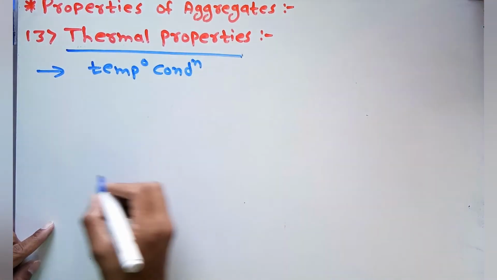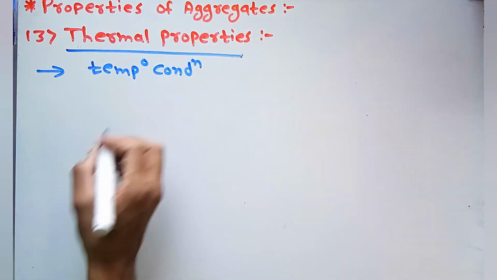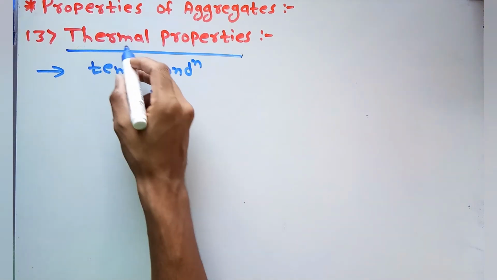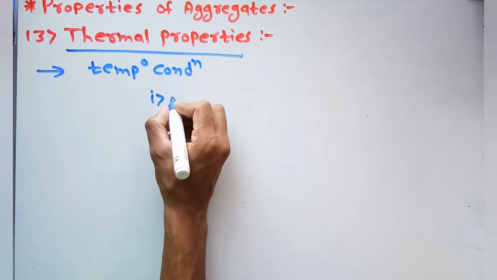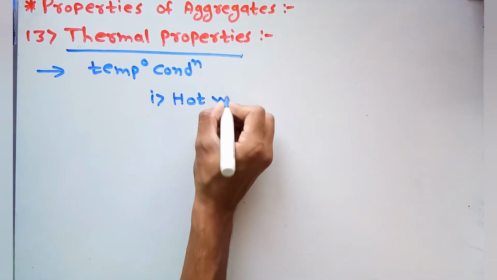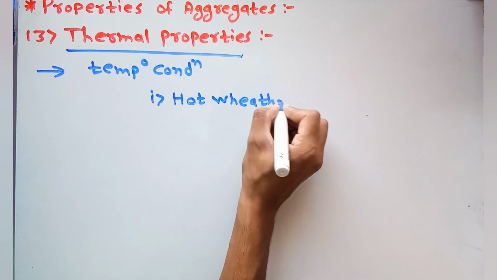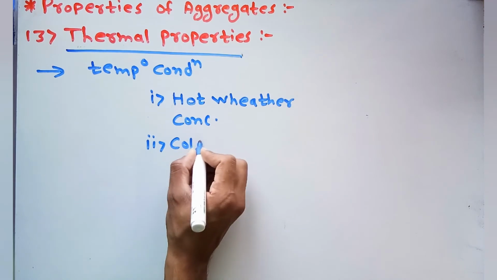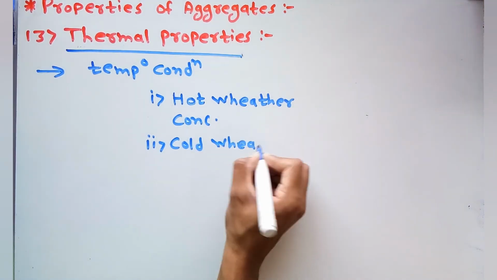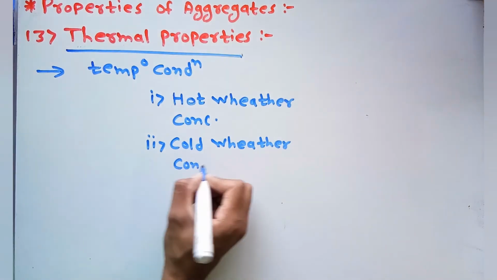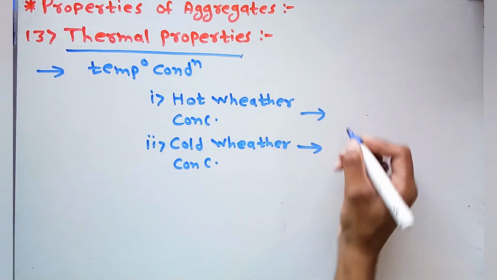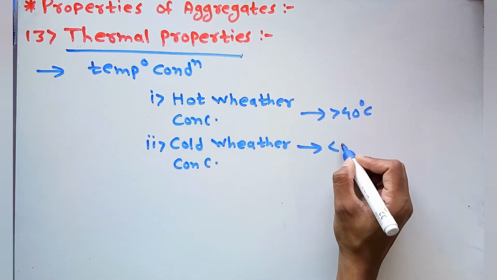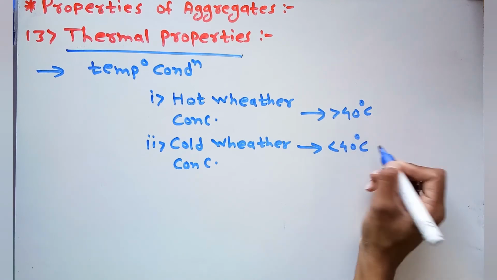As we know, aggregates are used in concrete, and concrete can be divided into two types if we study it on the basis of thermal conditions. The first one is hot weather concreting, and the second one is cold weather concreting. Hot weather concreting means whenever we work above 40 degrees Celsius, it is termed hot weather concreting, and whenever we work under 40 degrees Celsius, we call it cold weather concreting.